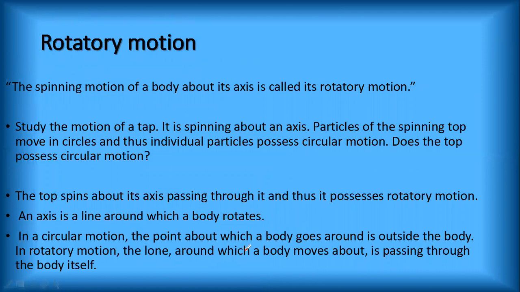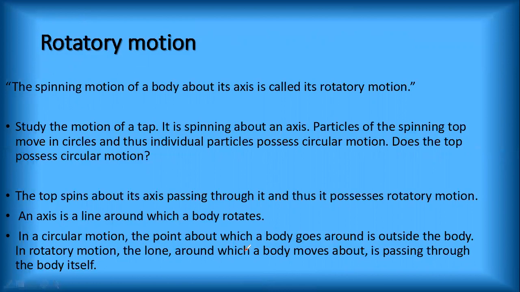Rotatory motion. The spinning motion of a body about its axis is called its rotatory motion. In rotatory motion, a body rotates about a line which is in the body, and in circular motion the rotation is around a point which is outside the body.